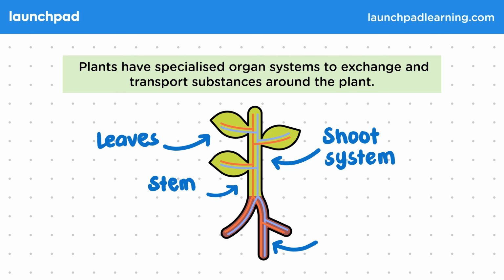The roots are also specialized for absorbing nutrients from the soil. The stem is what connects the root system to the shoot system for transport throughout the plant. The roots, shoots, and leaves are discussed in detail elsewhere in the biology course.